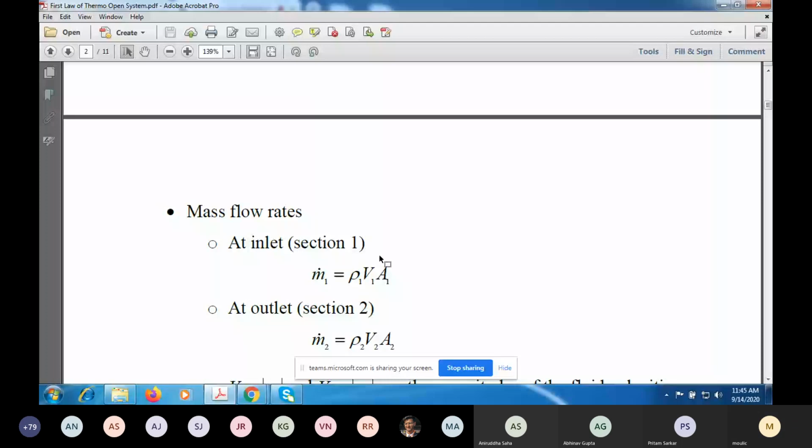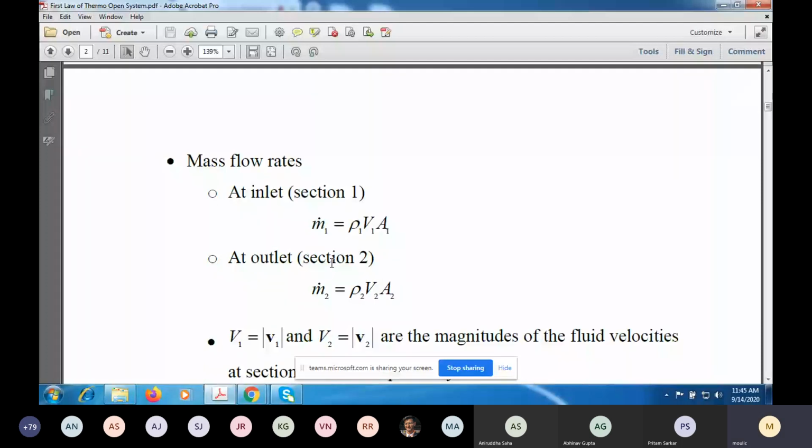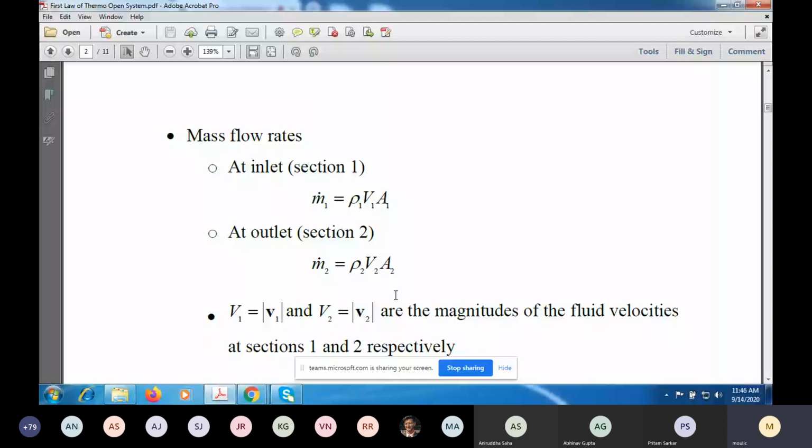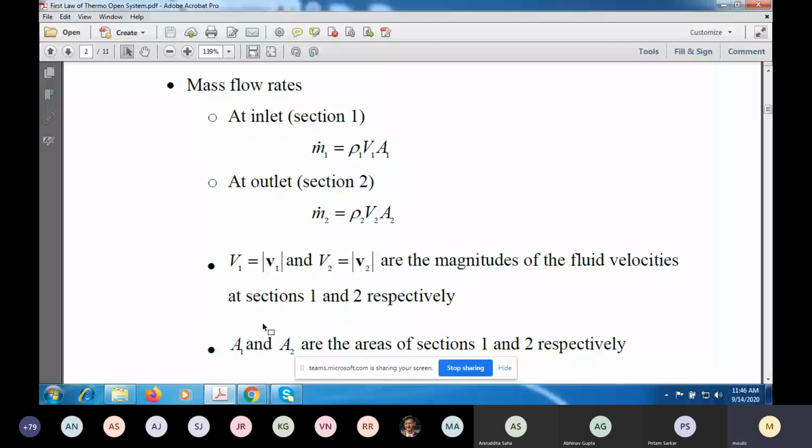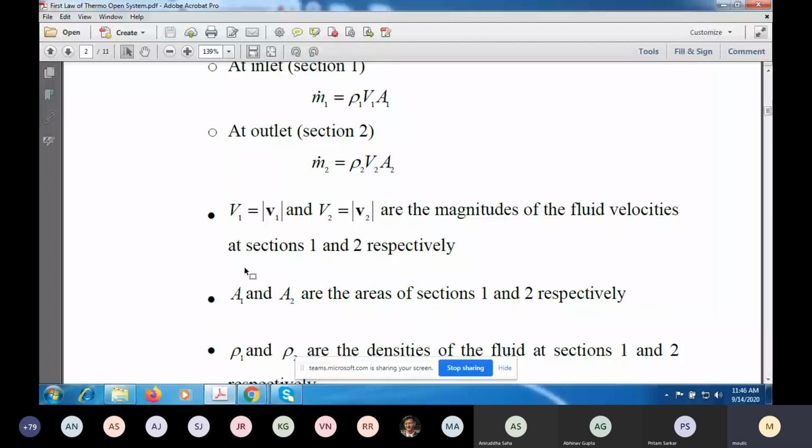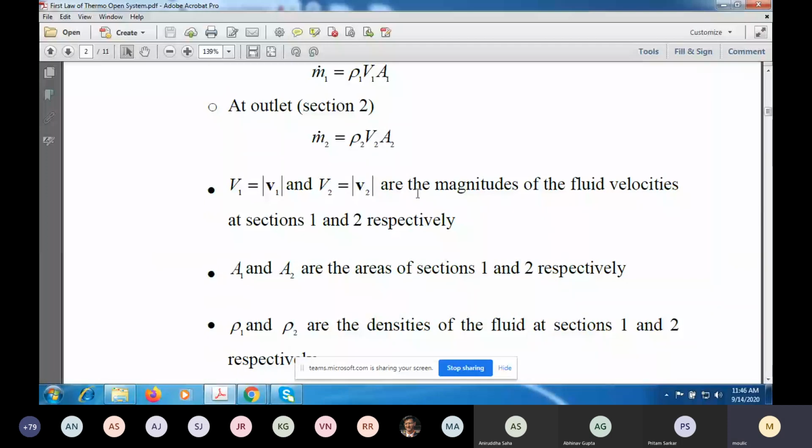Okay. So I've used the subscript 1 for the quantities at section 1, which I'm calling the inlet, and the subscript 2 for the quantities at the outlet, which is section 2. So for the sake of completeness, although it's obvious to you, we have seen this before, I have defined what is V, A, and rho. So V, capital V, is the magnitude of the velocity vector. Okay. And here I am assuming that the section is normal to the direction of the flow. Okay. And capital A is the area, and rho is the density. And the subscripts 1 and 2 refer to quantities at sections 1 and 2.